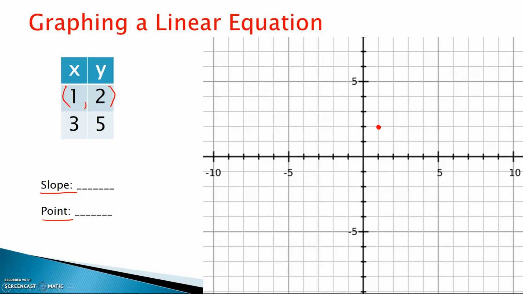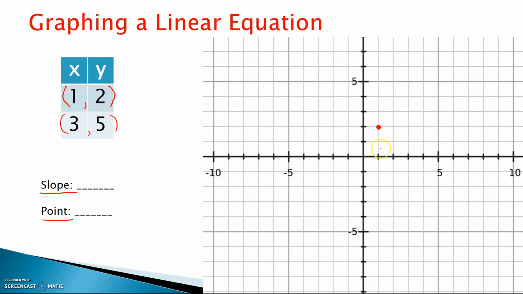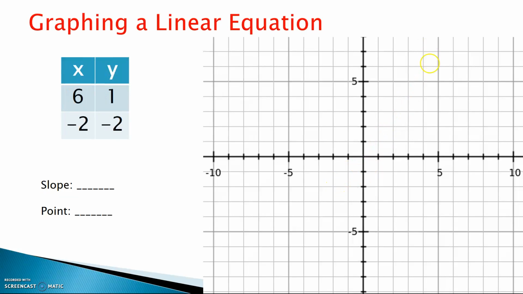Okay, my next point is going to be 3, 5. So that means I scoot over 1, 2, 3, and I'm going to go up 1, 2, 3, 4, 5 up. Right. What we want to do now is go ahead and connect those. There we go. We have our nice straight line.